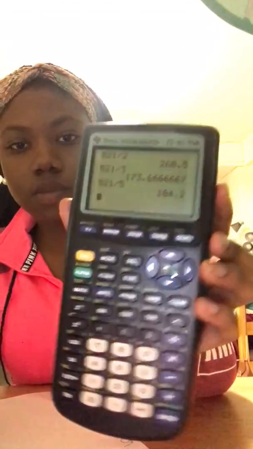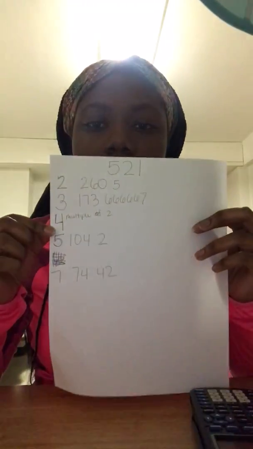It gives us a decimal also. So we know that number wouldn't work. We're going to continue the list. 6 is a multiple of 2, so we're going to skip that number. 7 is the next prime number on the list. It gives us a decimal, so we know that one wouldn't work. So we're going to continue the list.